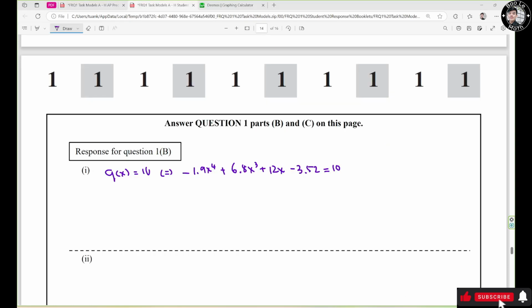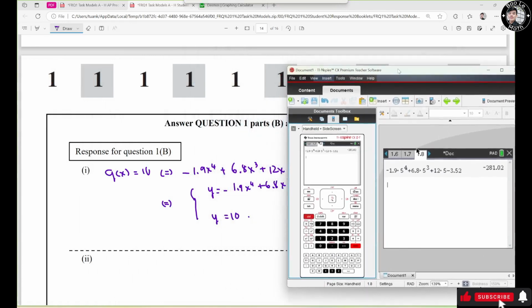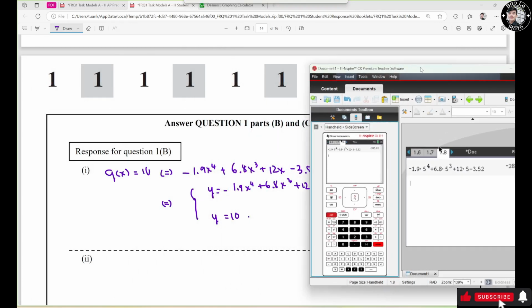Now this is the same thing as the intersection between two functions. The first function is y equals negative 1.9 s to the power of 4 plus 6.8 s cubed plus 12s minus 3.52. The second one is y equals 10. So we just input these two functions on the graphing calculator and we need to find the intersection.